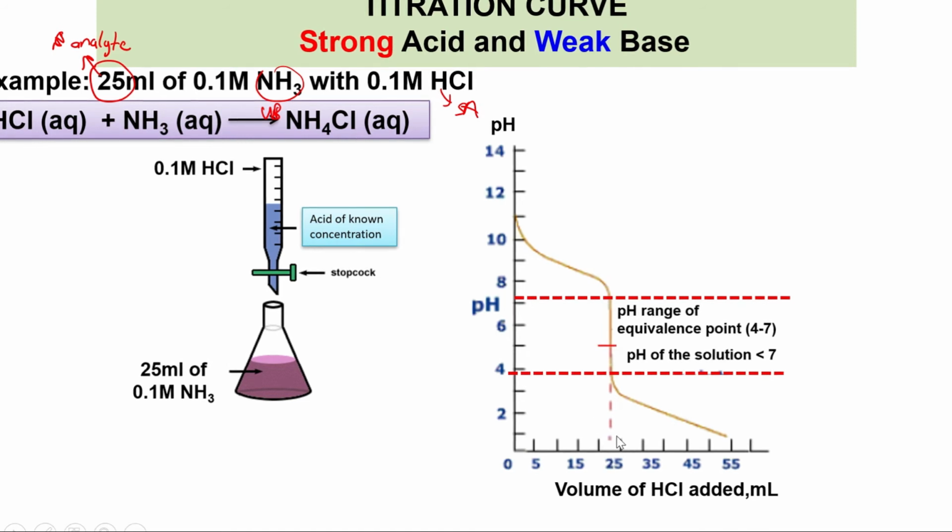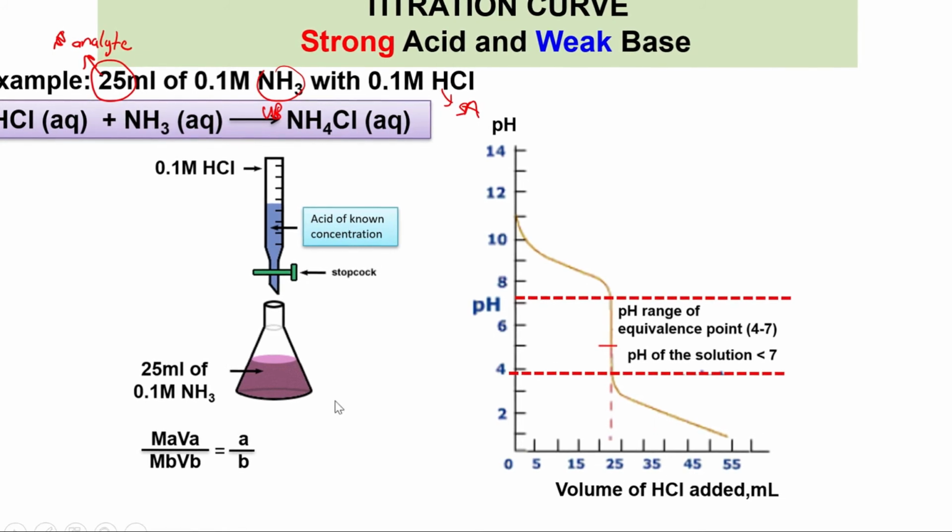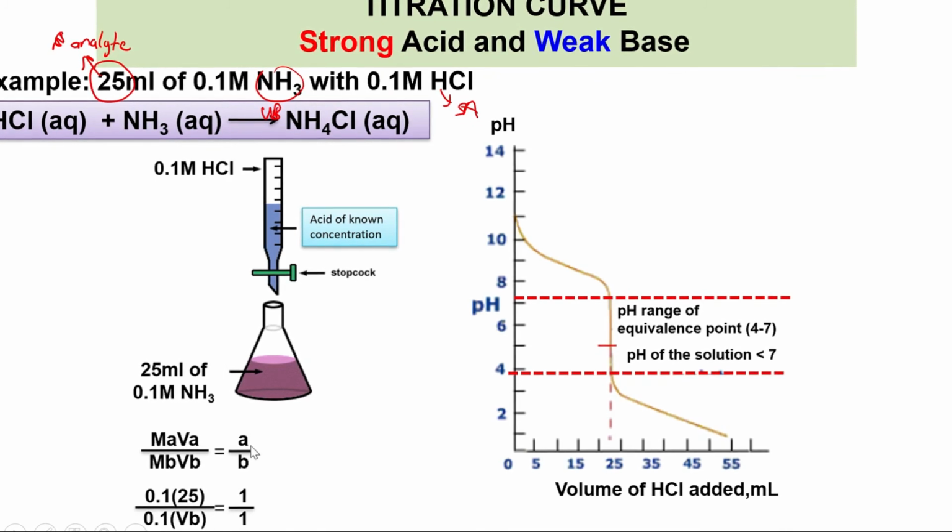So, now for this question, we can calculate the volume of the acid that we should add in order to get the equivalent point. By using the same formula, MAVA over MBVB equal to A over B, substitute the value given, and the volume of the base is about 25.